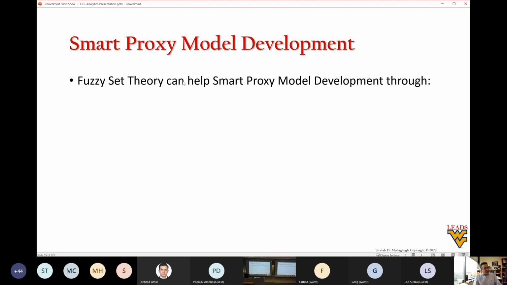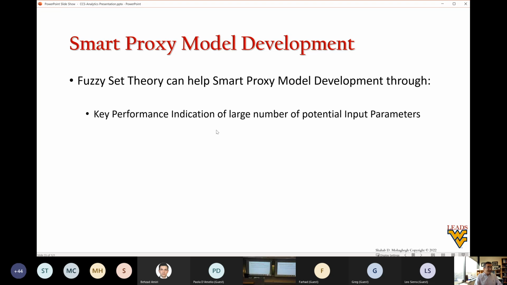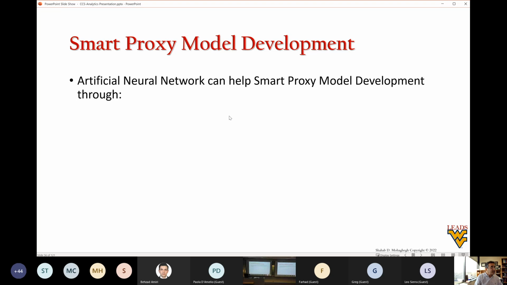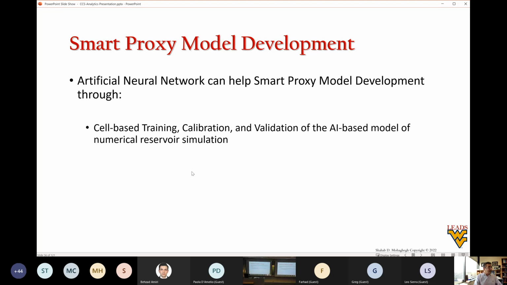So fuzzy set theory can help smart proxy model development through key performance indication of a large number of potential input parameters. It can categorize the cells in the numerical reservoir simulation that might enhance and speed up the smart proxy model. Artificial neural network can help smart proxy model development through cell-based training, calibration, and validation of the AI-based model.